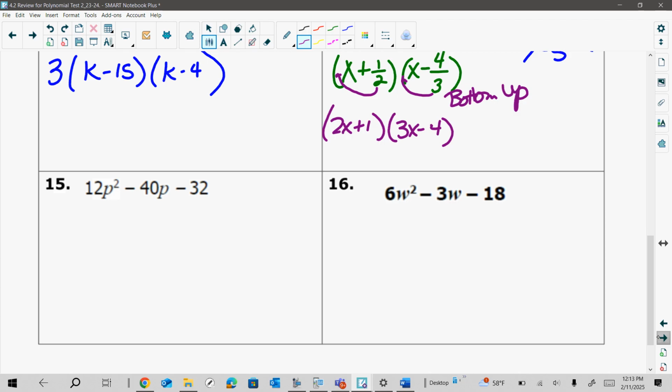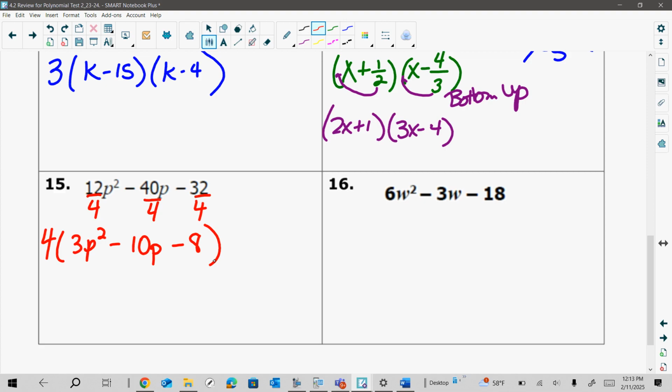All right. Always check for a GCF. The 12 is the smallest number. You cannot go into 40 or 32, but does it have a factor of 12 that goes into 40 or 32? Yeah, the 4 goes. So the 4 is outside, leaving you 3p squared minus 10p minus 8.